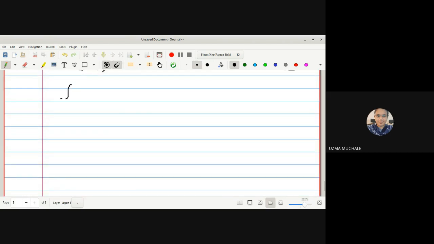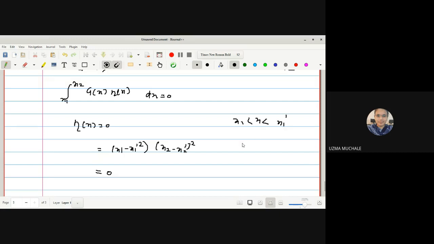Now let us see what is the effect on the equation. Integration x1 to x2 g of x into eta of x dx is equal to 0. Right, now we have to define what is eta of x. For any choice of eta of x, I can have eta of x equal to (x minus x1 dash) squared times (x2 dash minus x) squared in the interval x1 dash to x2 dash, and in the intervals x1 to x1 dash and x2 dash to x2, eta of x is 0.